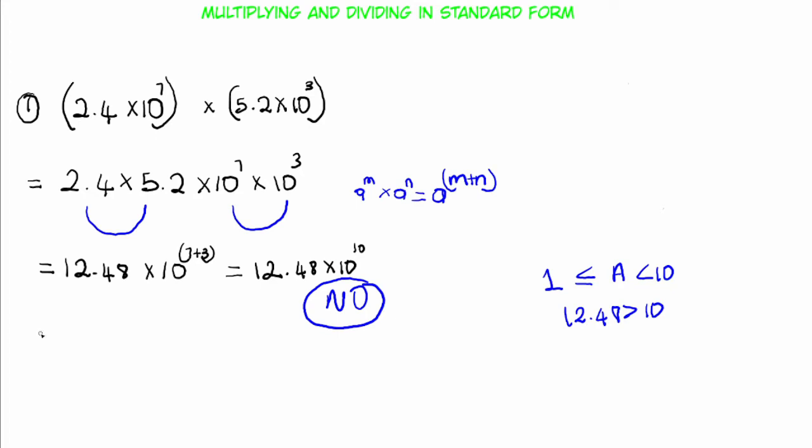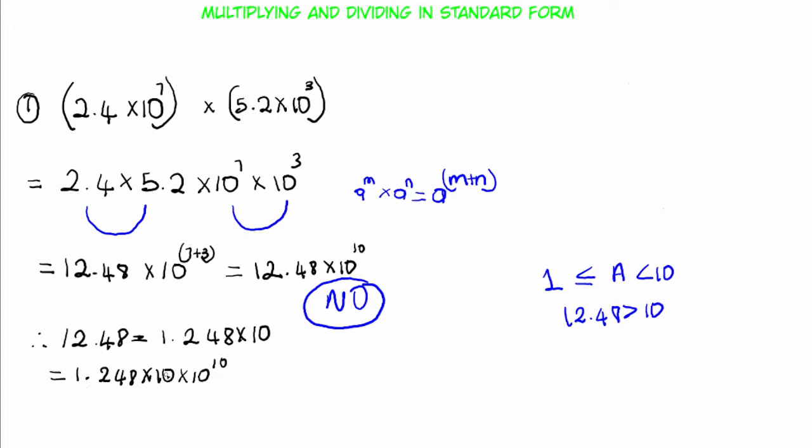Now, 12.48 is equal to 1.248 times 10. So now we are going to substitute the 12.48 with 1.248 multiplied by 10. So we're going to put all of this in place of this. And we end up with 1.248 times 10 times 10 to the 10th power.